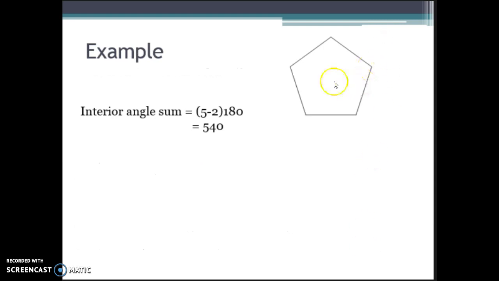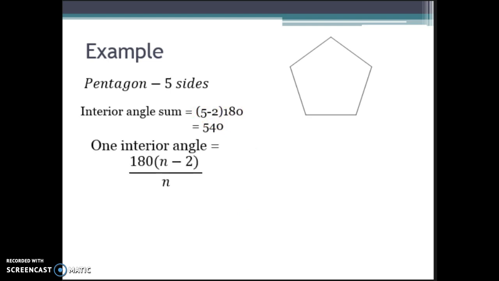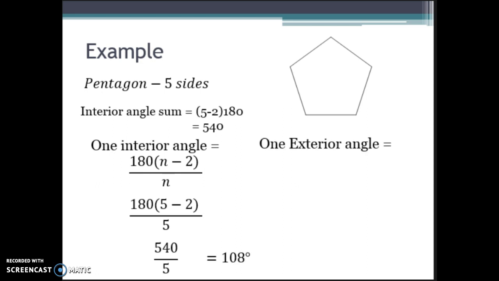So if you were doing this shape, it's a pentagon with 5 sides. So you'll plug in 5 for your n. So 5 minus 2 times 180 is 540. So for one interior angle, you would do 180 times 5 minus 2 divided by n. So that's your 540 divided by 5, which is just 108. To get one exterior angle, you just take your 360 and divide by the number of sides. So 360 divided by 5 is 72. So now pause and take time to fill out the rest of that chart.